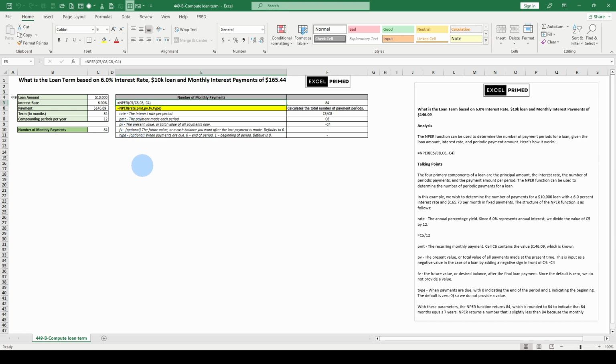Excel does some magic, in very simple terms. It's going to look at this; 84 is already here. So we're going to have to substitute the monthly payment in there. So we have C5 divided by C8. Well, we know that the interest rate divided by 12 is going to be 0.5%. C6 is your payment, negative C4 is the 10 grand, and it comes out to 84.